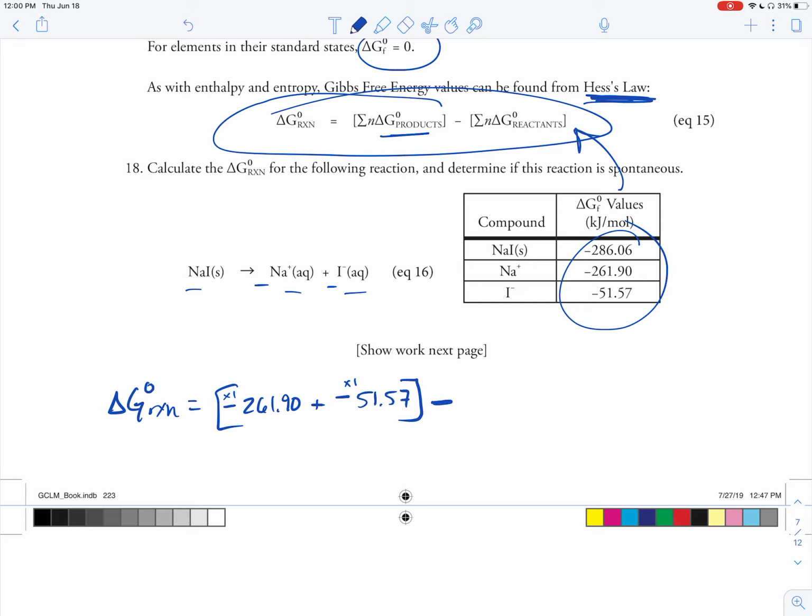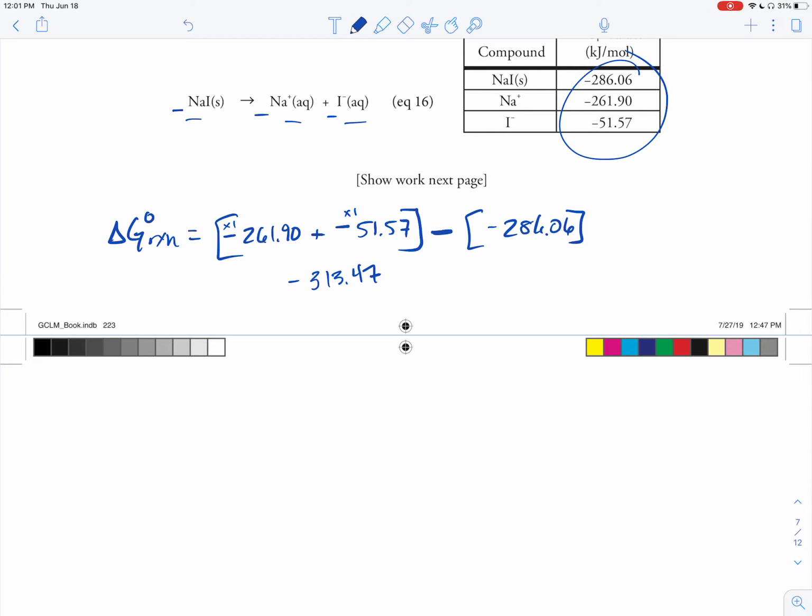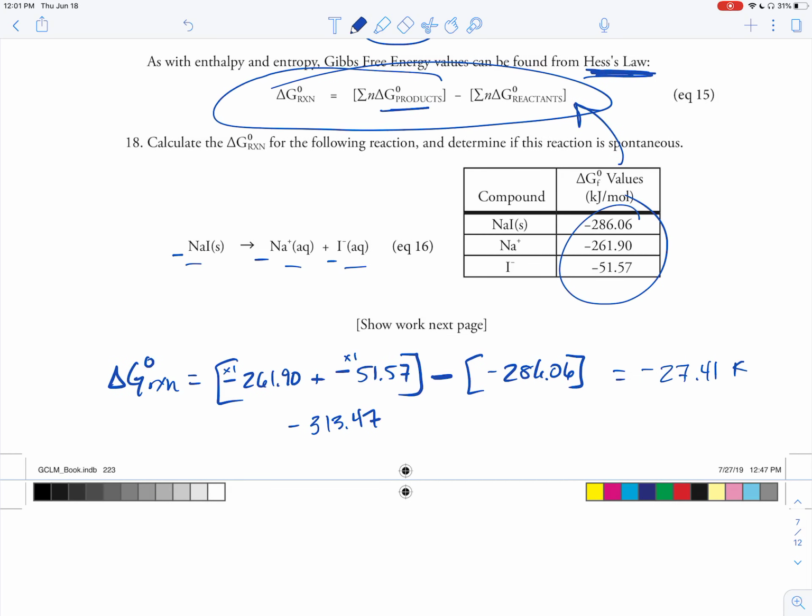And then subtract the reactant, and this is also a coefficient of 1. So I'm just going to subtract the negative 286.06. If we pull our calculator back out, negative 261.9 plus negative 51.57 gives you negative 113.47. And then we're going to subtract negative 286.06. And that total gives you negative 27.41. And the units for these are kilojoules per mole as well.